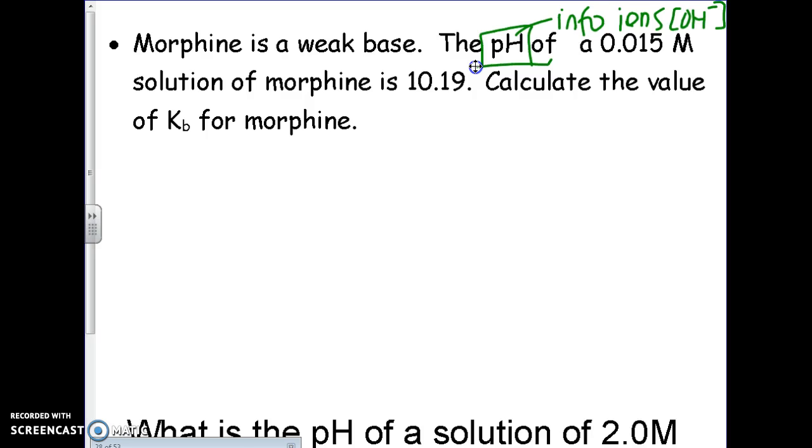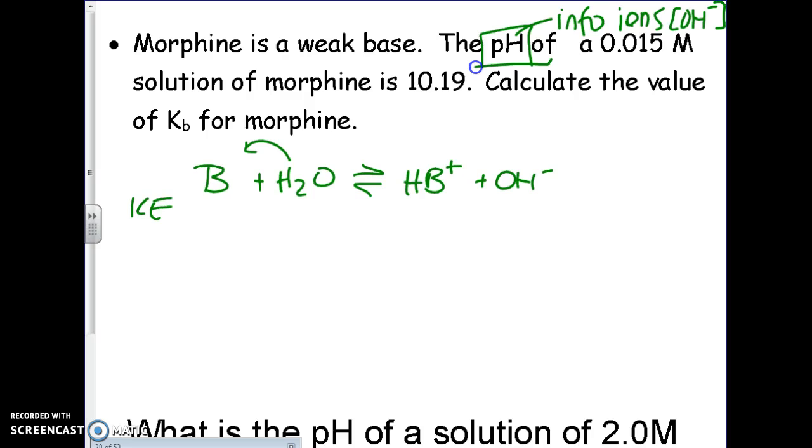So let's set up our example first in terms of a generic base. Generic base is B plus water, and I'll draw it here to show your donation process. So you get HB plus, where the proton has now protonated B, and hydroxide ion on the side. Since our initial value is given to us as 0.015 molar, water is irrelevant. You already know you have 0 for both your products.